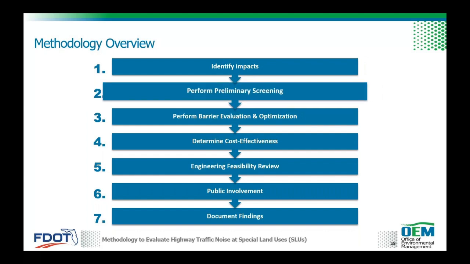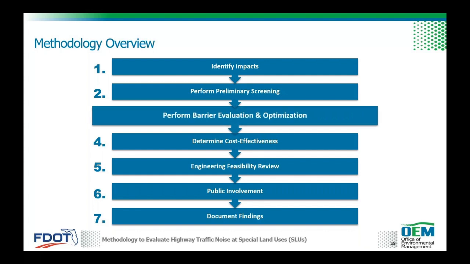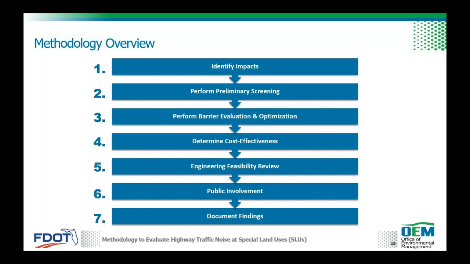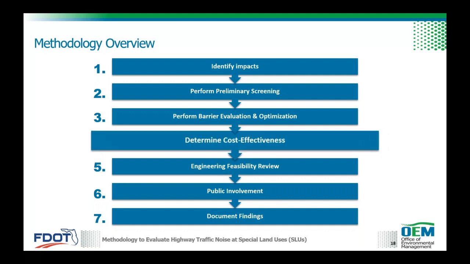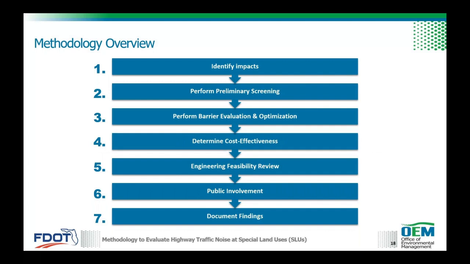Step 2 is to perform the preliminary screening at isolated special land uses to determine if usage at the special land use is so unreasonably low that a noise barrier would not be feasible or reasonable under these reasonable conservative assumptions. Step 3 is to perform the barrier evaluation, including optimization. Step 4 is to determine the cost effectiveness of the barrier.